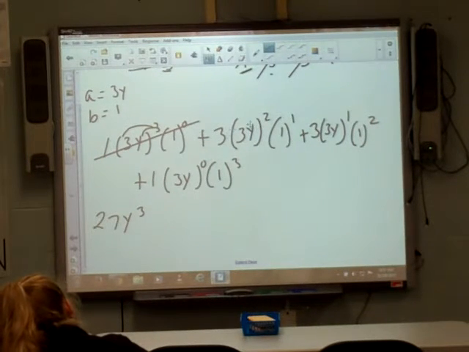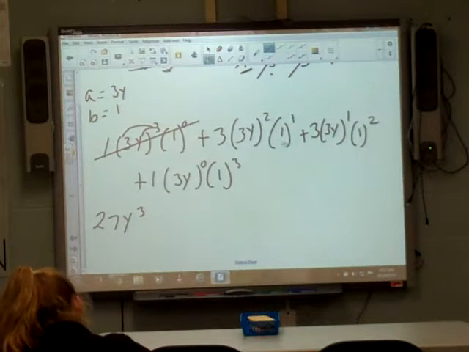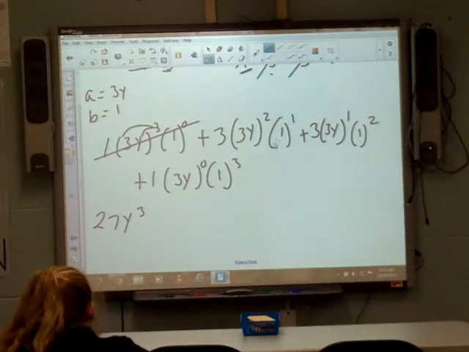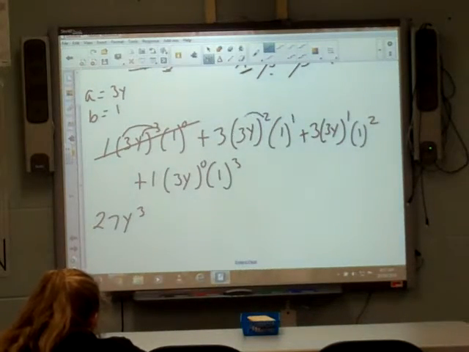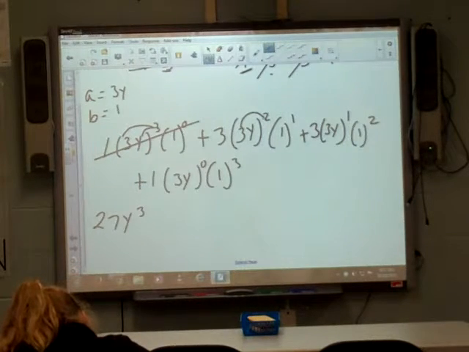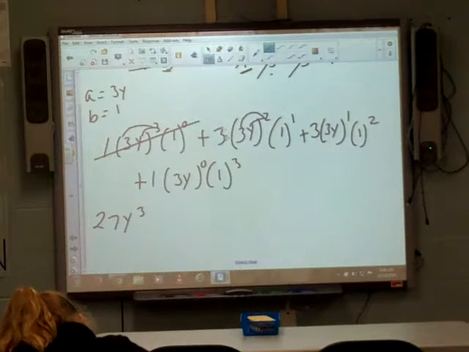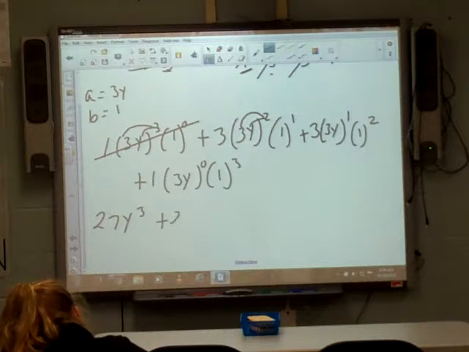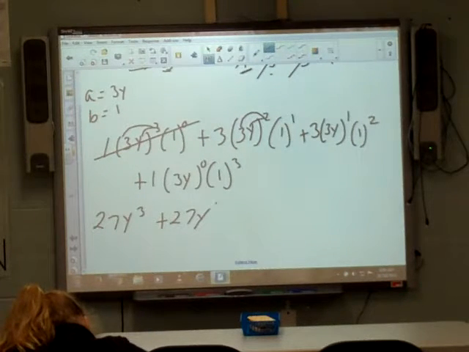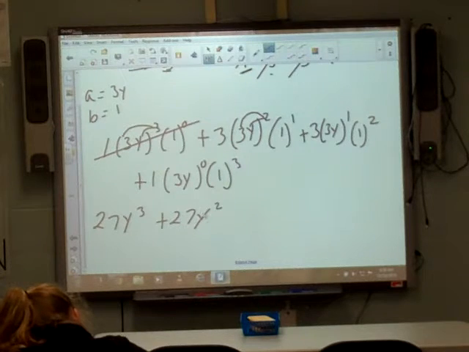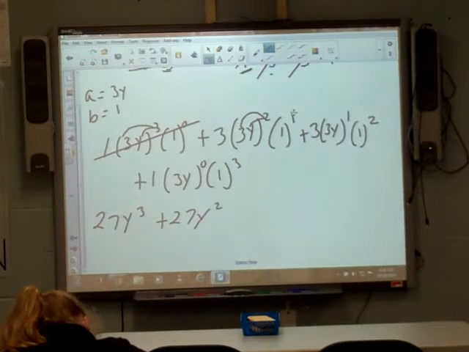Alright, so are we ready for the second piece? This 1 to the first is going to be 1, so I'm not really worried about that. Then I'm going to do my power here. 3 squared is 9, so then 9 times that 3 is another 27. Yep, you got it. So 3 squared was 9, times 3 is 27, and then we squared our y. Done with that one.